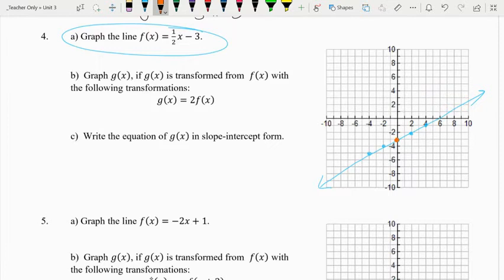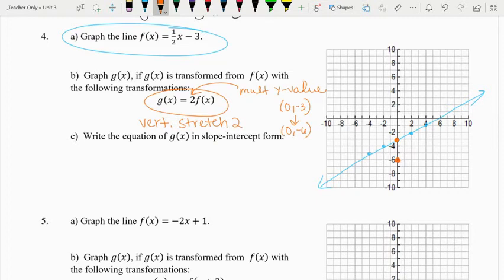Okay, so now we're gonna graph g of x if g is 2 times f of x. Now remember, anytime we have that, really you're just multiplying the y values by 2. Okay, so this is a vertical stretch because it's greater than 1. So if I focus on that point, it is (0, negative 3). So if I want to stretch it and double it, it would be at (0, negative 6). Okay, so we would move it here.